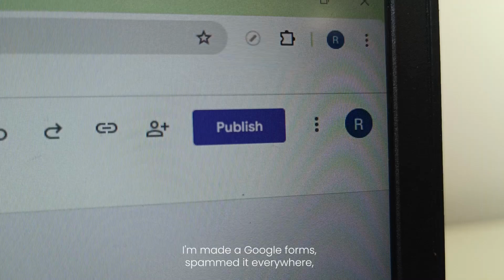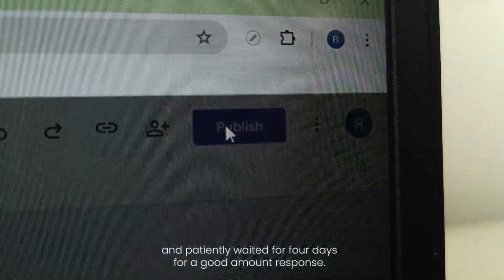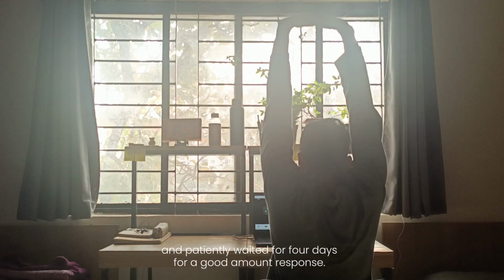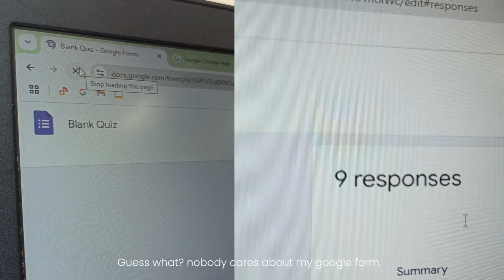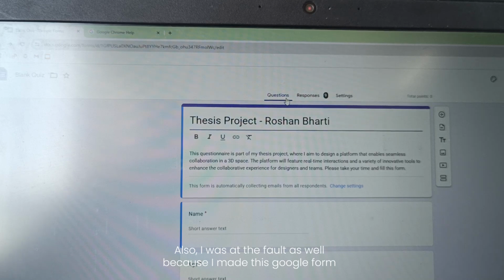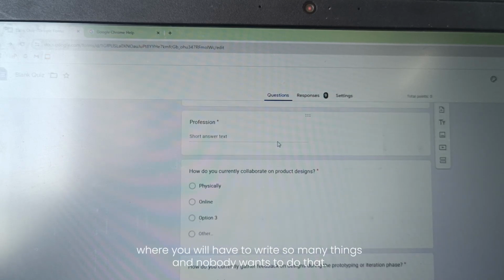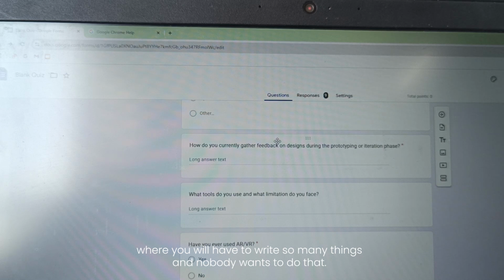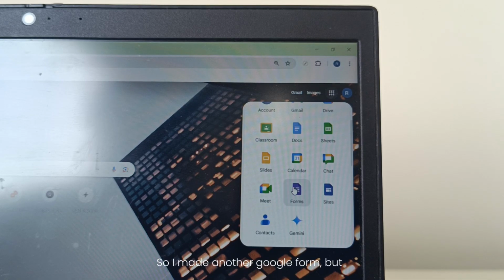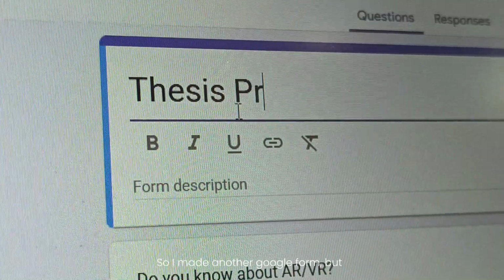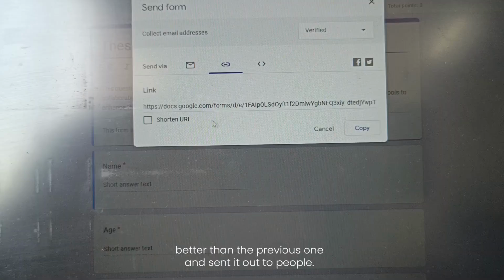After secondary research, I'm now starting with the primary research, where I will have to talk to real humans. I made a Google form, spammed it everywhere, and patiently waited for 4 days for a good amount of response. Guess what? Nobody cares about my Google form. Also, I was at the fault as well, because I made this Google form where you will have to write so many things, and nobody wants to do that.